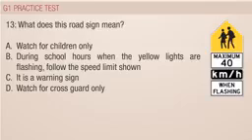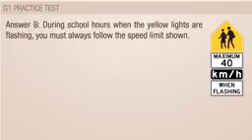Question 13. What does this road sign mean? A. Watch for children only. B. During school hours when the yellow lights are flashing, follow the speed limit shown. C. It is a warning sign. D. Watch for crossguard only. Answer B. During school hours when the yellow lights are flashing, you must always follow the speed limit shown.